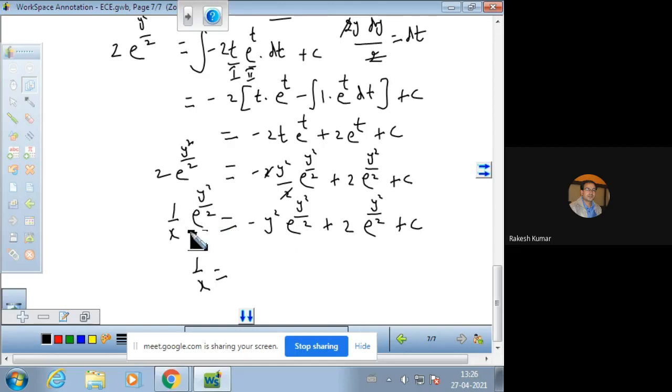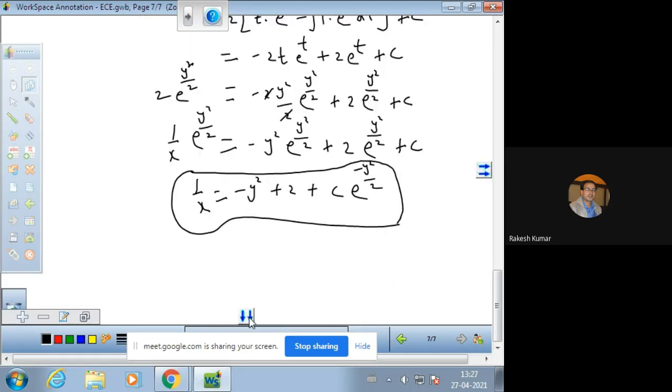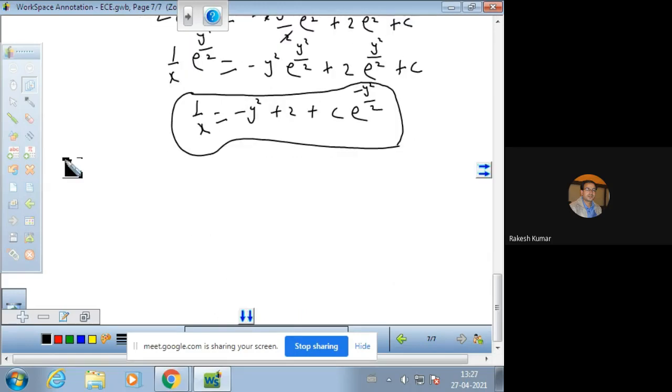So 1 by x, divided by exponential term e raised to power y square by 2, we will divide both sides, so here this will cancel. And on the right hand side, minus y square plus 2 plus c e raised to power minus y square over 2. So this is your required solution of the given differential equation, and the given differential equation was a Bernoulli's equation. So in Bernoulli's, you have to convert the Bernoulli into a linear differential equation first and then find the solution.